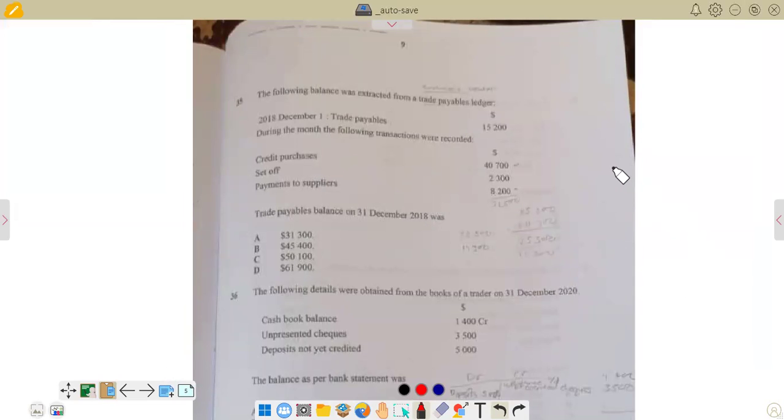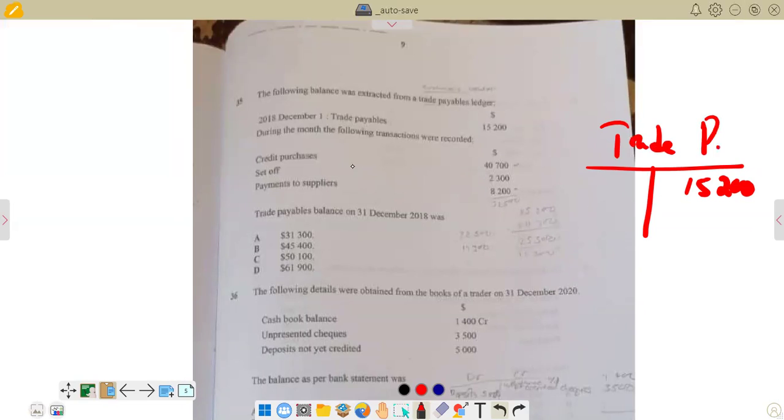So we can just open the account, whereby the opening balance is 50,200. Obviously, it's a trade payable, so it will be on the credit side. And then this is our trade payables. Then I will check the next item. There are credit purchases. Remember, whenever we have credit purchases, they increase the amount of trade payables, so they come on the credit side again.